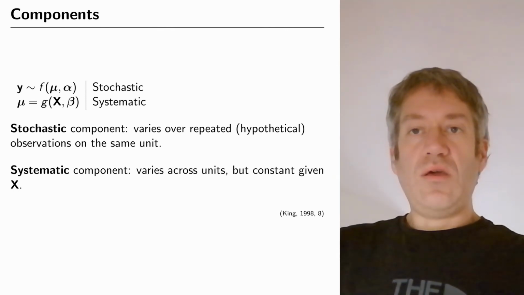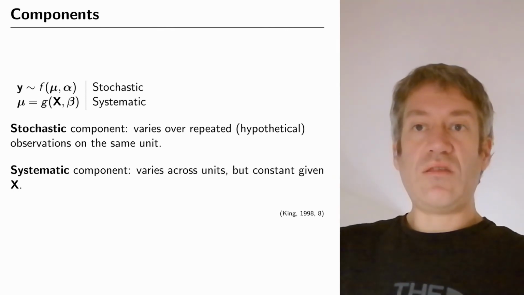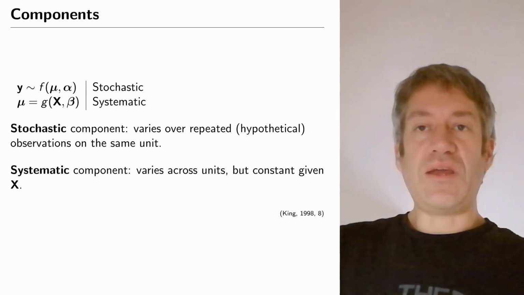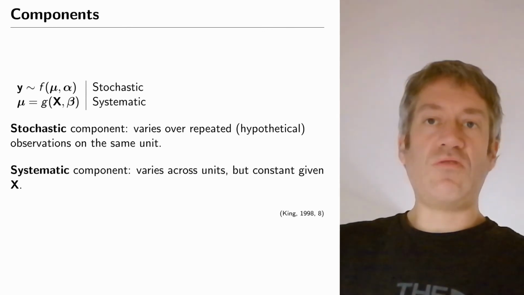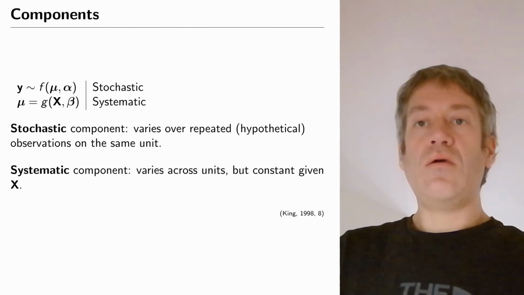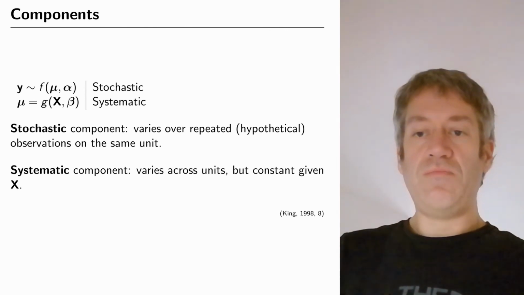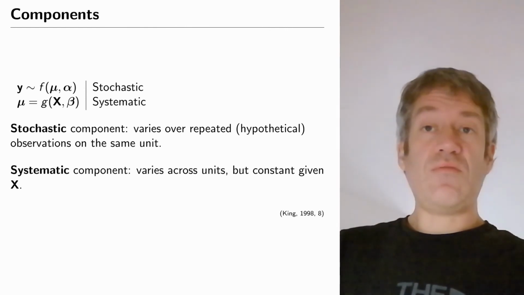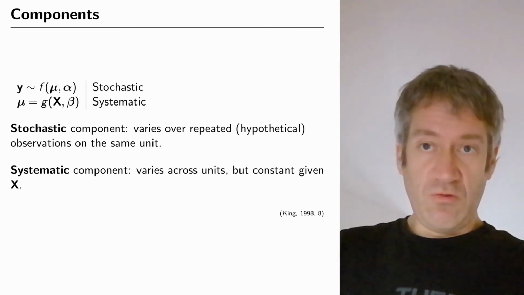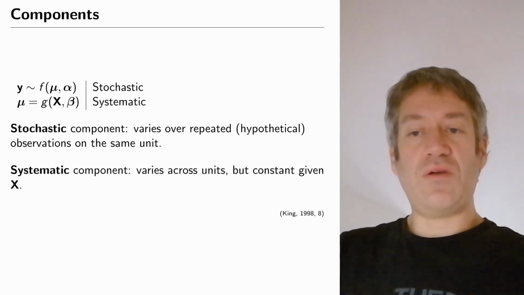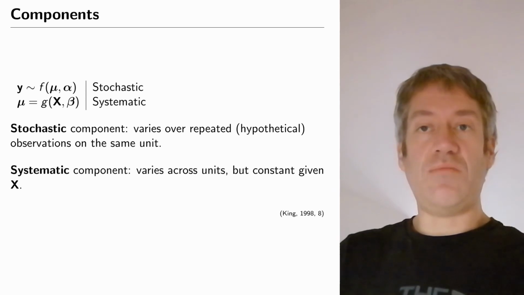So if we have the same values on x and the same values on beta, and we make different observations, we still expect to see somewhat different values on y because of the stochastic component. But if x is fixed and beta is fixed and we draw multiple observations, we should always expect the same mu, the same systematic component.